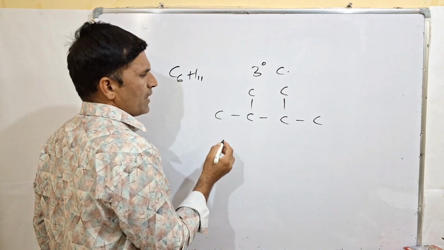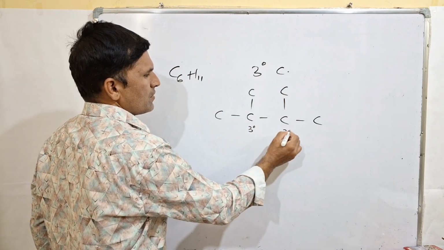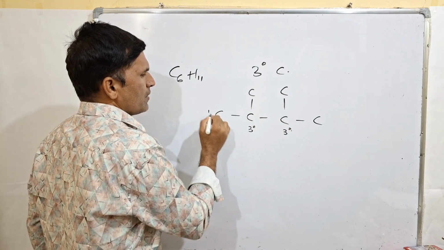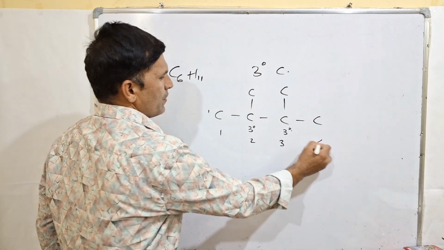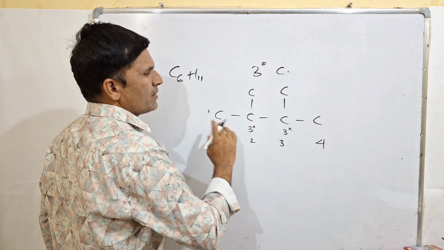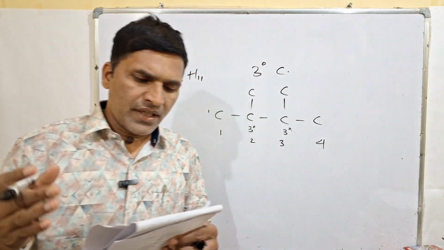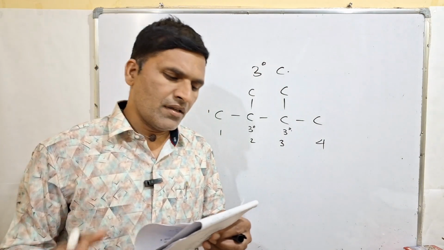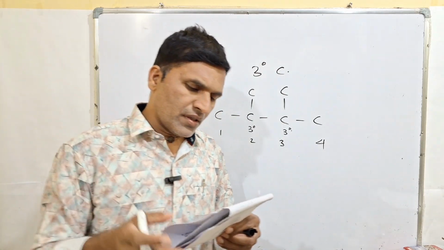If you draw this skeletal structure, this is tertiary, this is also tertiary. So what is the name of this compound? 1, 2, 3, 4. So it is 2, 3 dimethyl butane. Therefore, 2, 3 dimethyl butane is the right option. Next, let us move on to the next question.